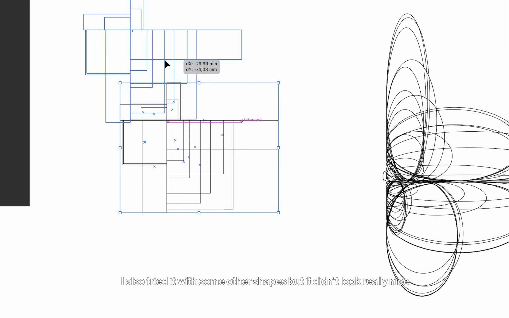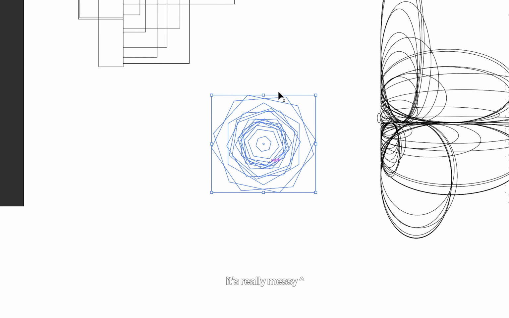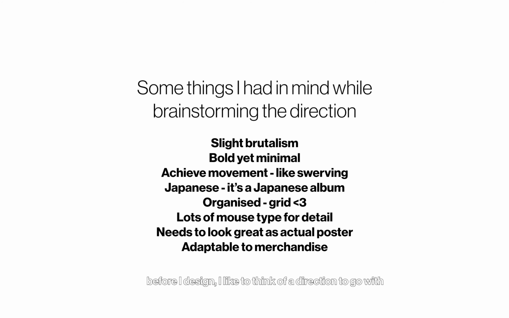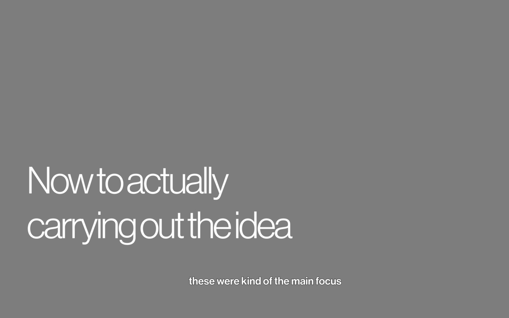I also tried it with some other shapes, but it didn't look really nice. It looked really messy. So now on to designing the poster. Before I design, I like to think of a direction to go with. So these are some of the things I had in mind for the direction. Since it's inspired by the song Swerve City by Deftones, I wanted to create movement and kind of a swerving car idea. So these were kind of the main focus.